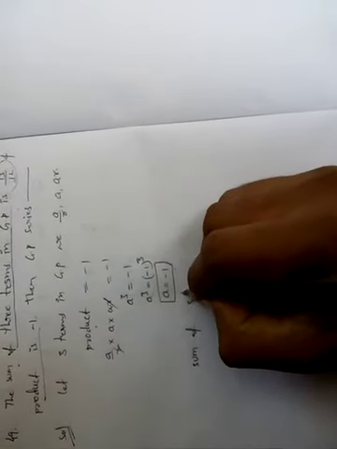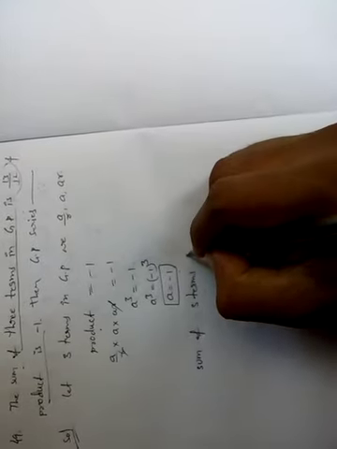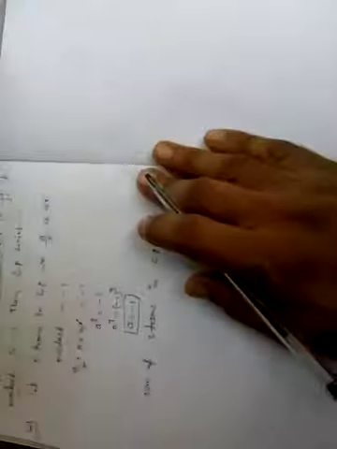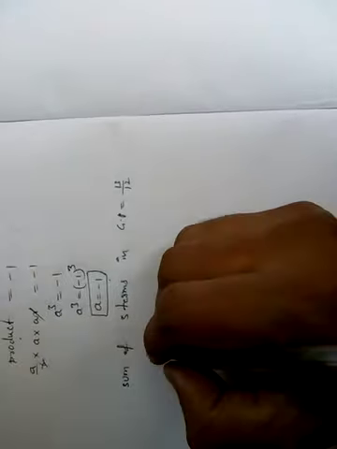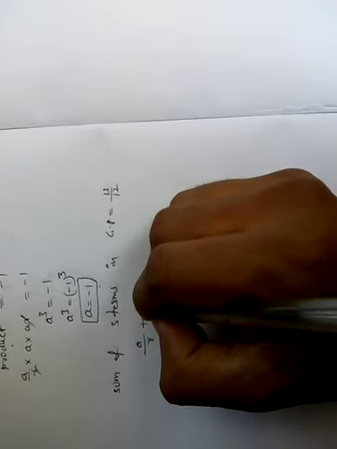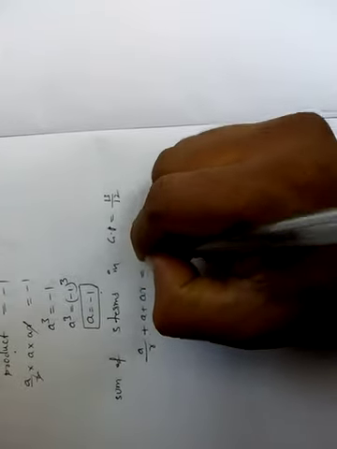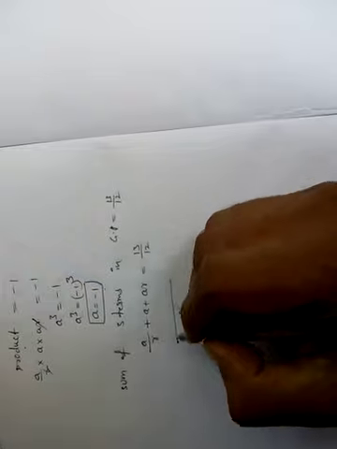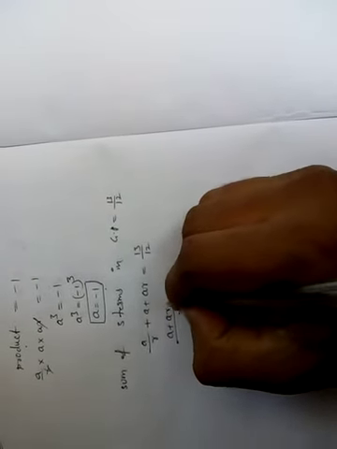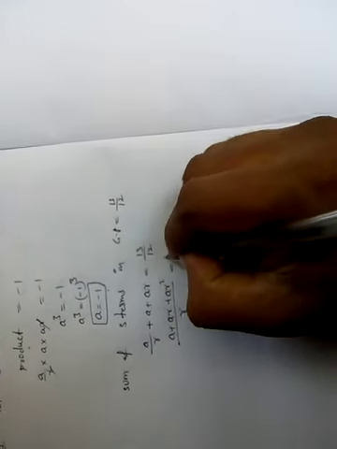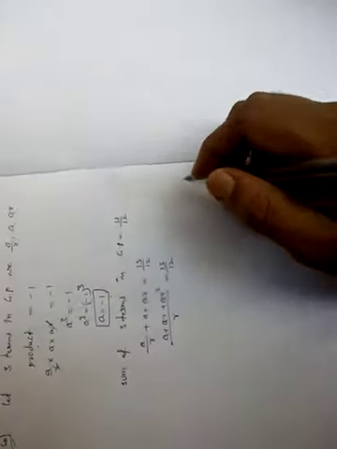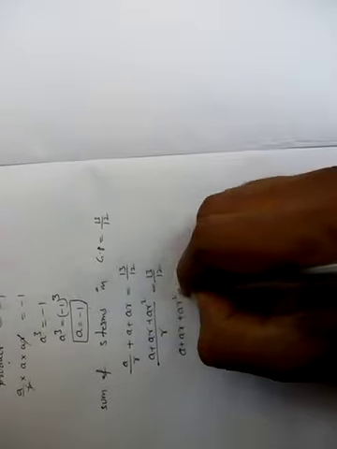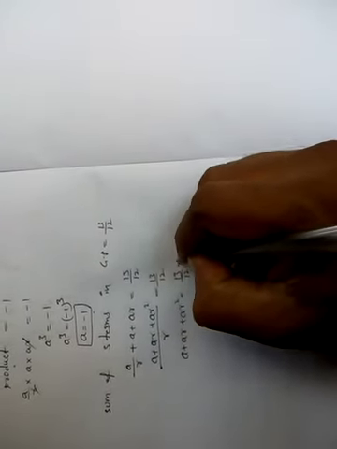Sum of 3 terms in GP is 13/12. So sum of 3 terms, a/r plus a plus ar, is equal to 13/12. Taking LCM, a plus ar plus ar square is equal to 13/12. So a plus ar plus ar square is equal to 13/12 into r.